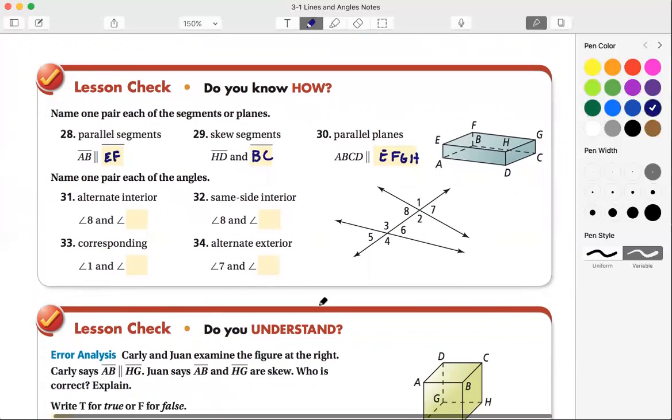All right, alternate interior: angle 8 and angle 6 would be alternate interior. Number 32, same side interior: angle 8 and angle 3. Corresponding: angle 1 and angle 3. Alternate exterior: angle 7 and angle 5.